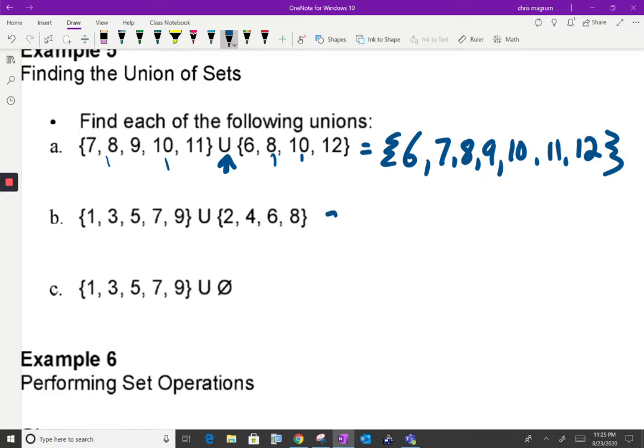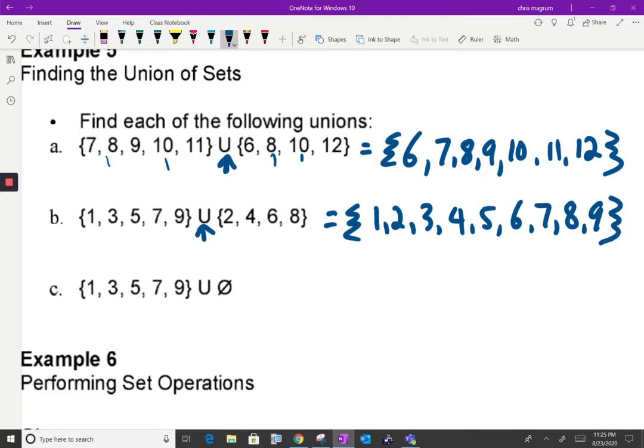Okay, letter B, same idea. We take all the odds, or our set with the evens, or again means we just combine them together. So it'd be 1, 2, 3, 4, 5, 6, 7, 8, 9. And then last one, combining with the empty set. So we have 1, 3, 5, 7, 9. We add nothing to it. What do we have? 1, 3, 5, 7, 9. That is it.